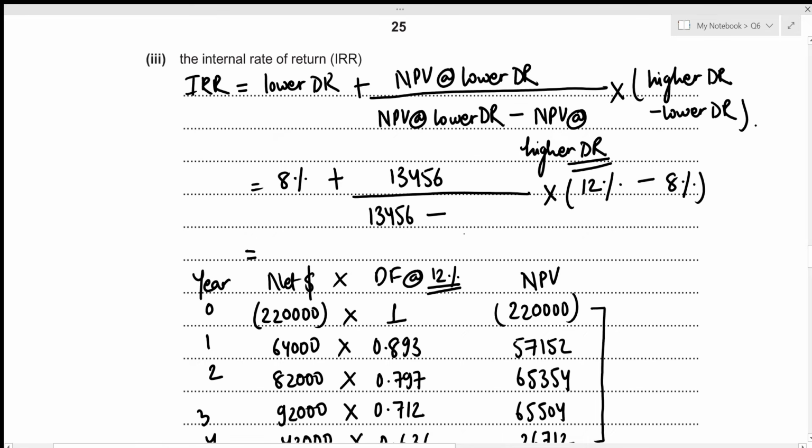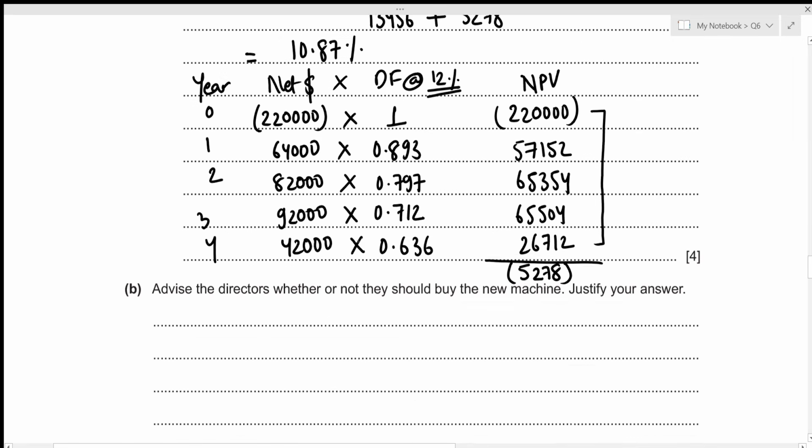And in this case, the value is in a negative. So two negatives make up a positive, so that's a plus. And the value for the net present value was 5,278. So our internal rate of return is going to be 8 plus 13,456 divided by 13,456 plus 5,278 times 12 minus 8, which results in the value of 10.87%. So this concludes the third part of this question. Now we can move to the next one.